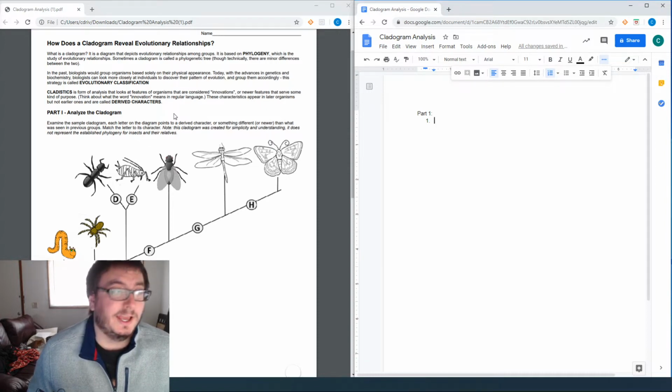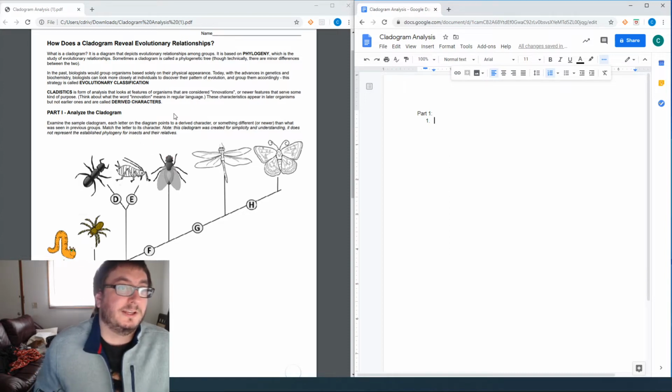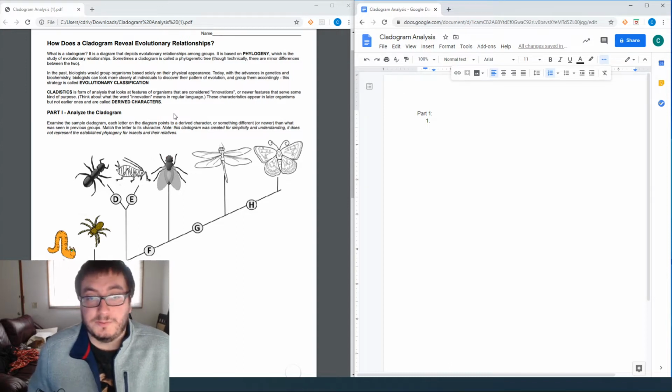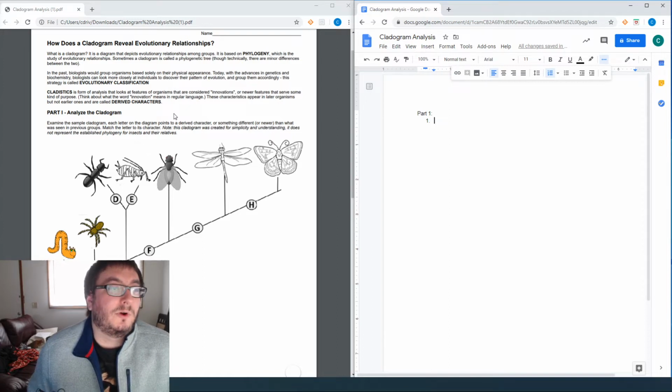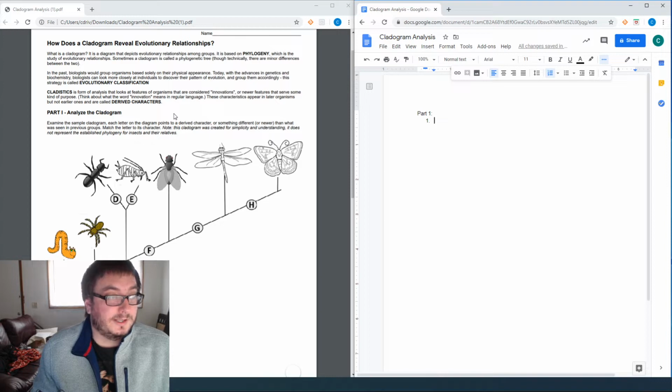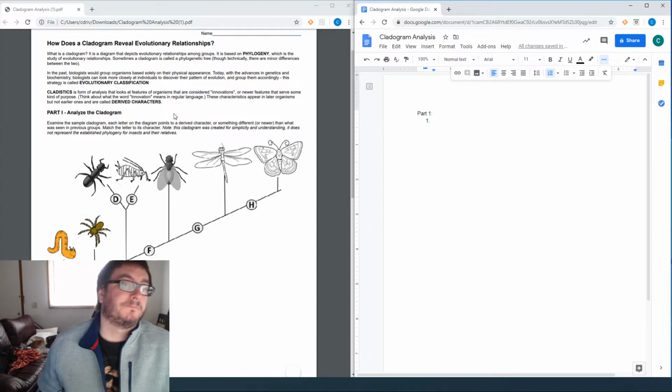Cladistics, which is what we're going to be doing today, is a form of analysis that looks at features of organisms that are considered innovations or newer features that serve some kind of purpose. So physical features that you can see on an organism. Think about what the word innovation means in regular language. Basically it means new, novel, something brand new that hasn't been seen before. These characteristics appear in later organisms, but not in earlier ones, and are called derived characteristics. So today we're going to look at a bunch of different derived characteristics and place them in their appropriate spots.